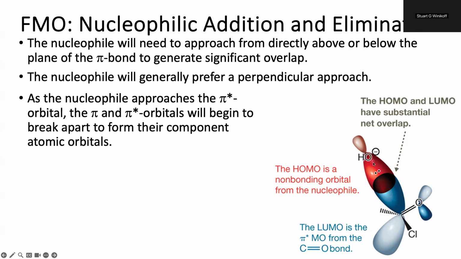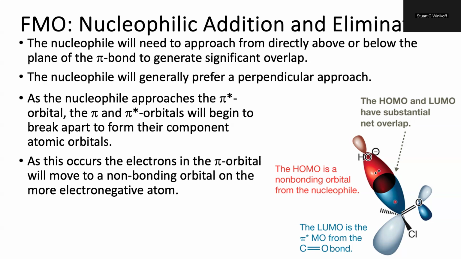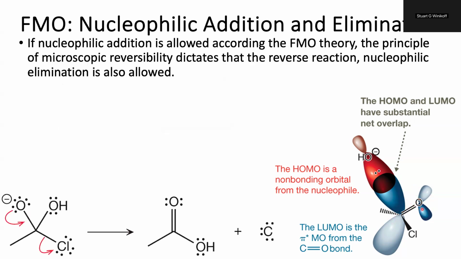So as this orbital approaches that pi star orbital, that's going to start to break that pi bond. Because again, if I start occupying an anti-bonding orbital, this means that the bonding and anti-bonding pi ends up breaking apart into its two atomic orbital components. So that's going to force the electrons in this orbital back onto a non-bonding orbital on that more electronegative atom, in this case, on that oxygen.